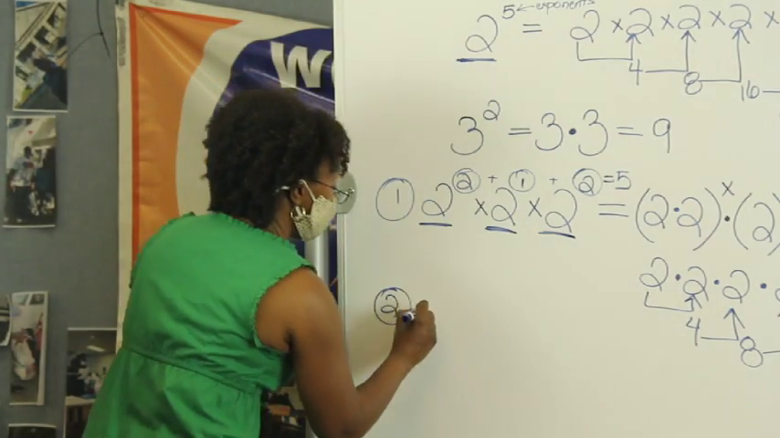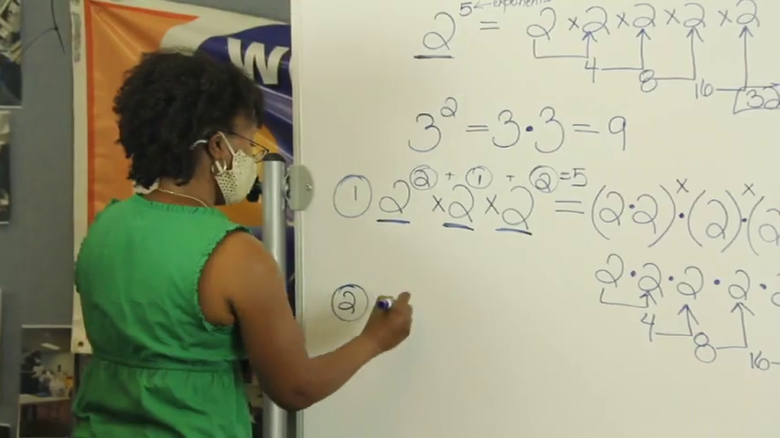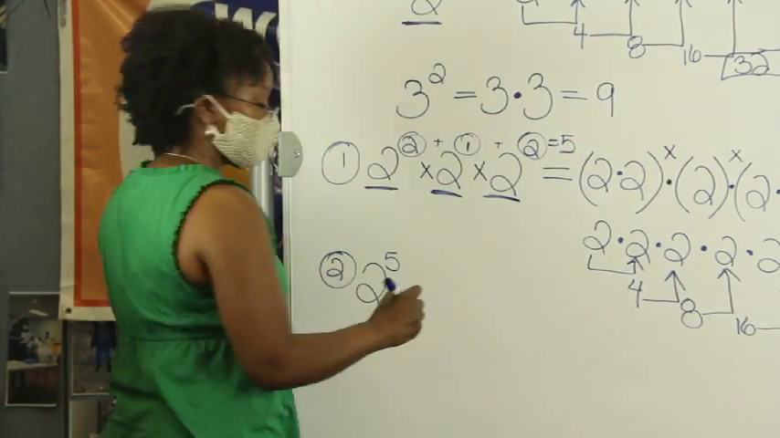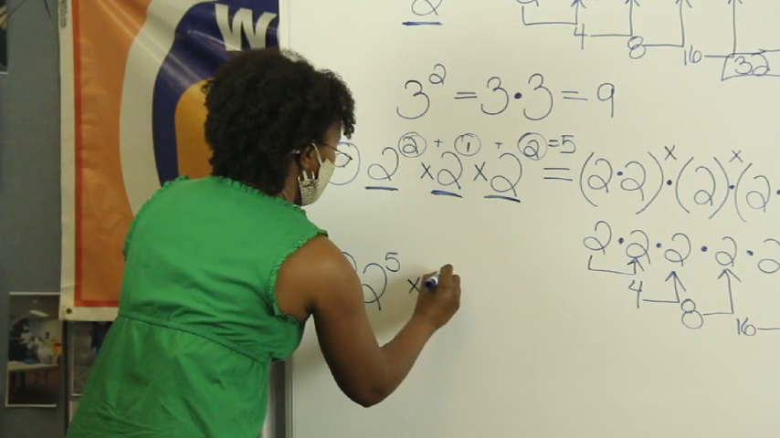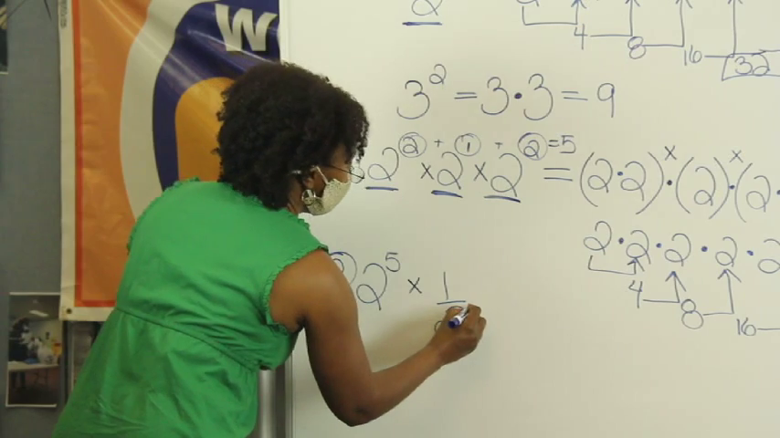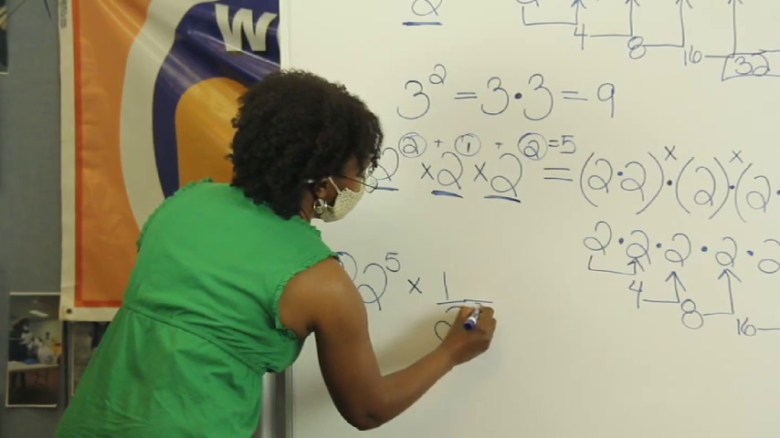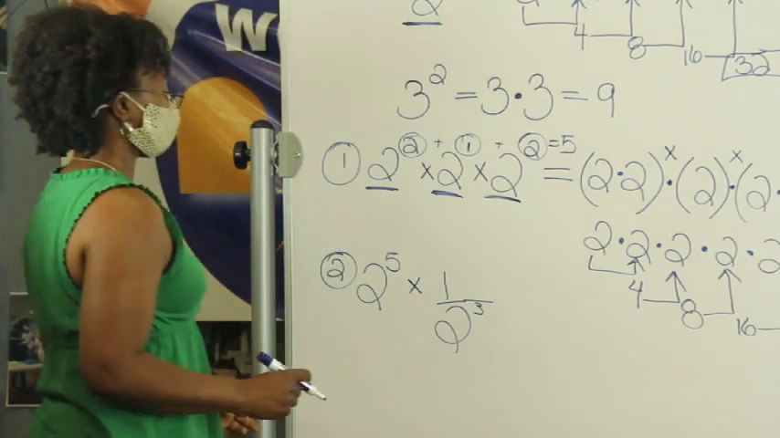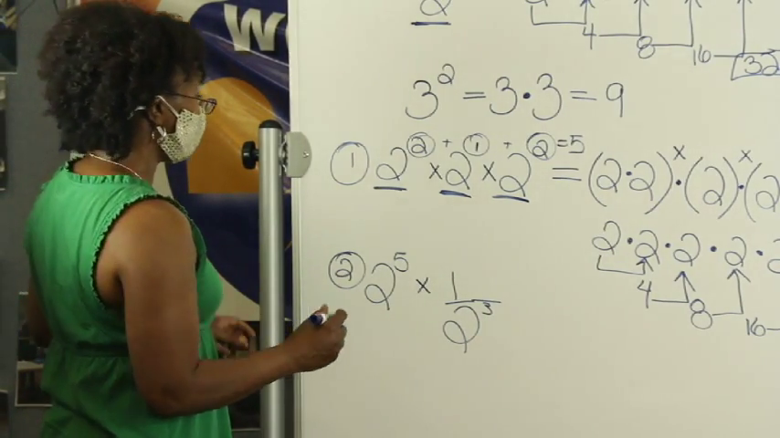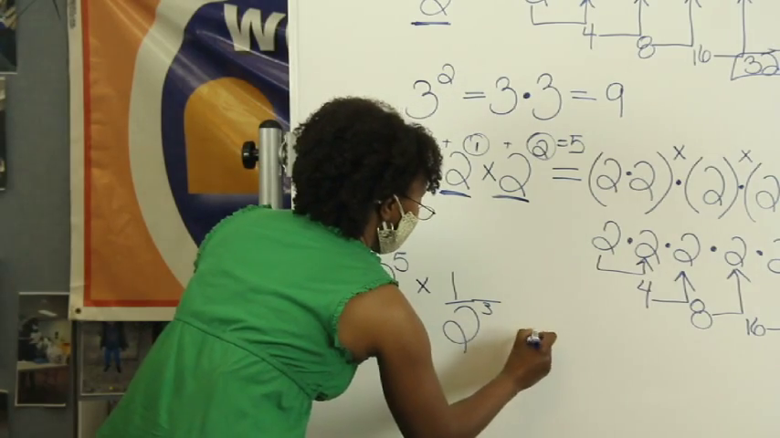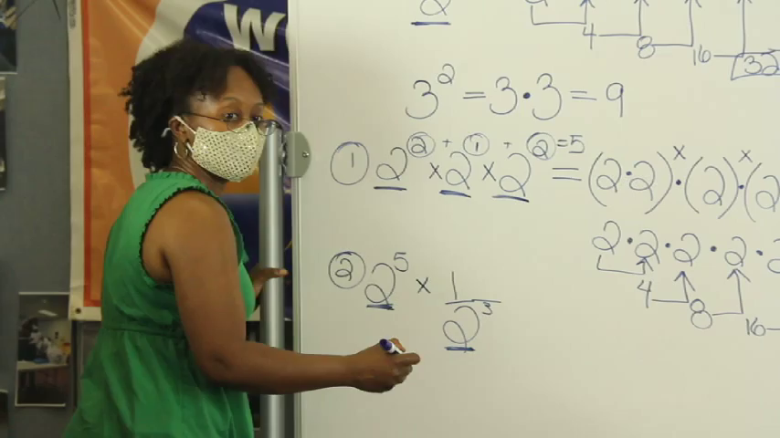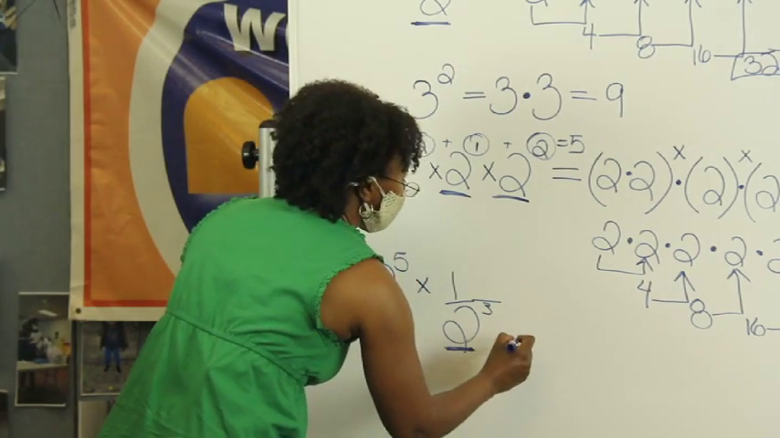We have a problem. 2 to the 5th power times 1/2, or 1 over 2 to the 3rd power. Now, if we write this out the long way, we do have the same base number, which is good. That makes it a little bit simpler to do. So let's write this out.